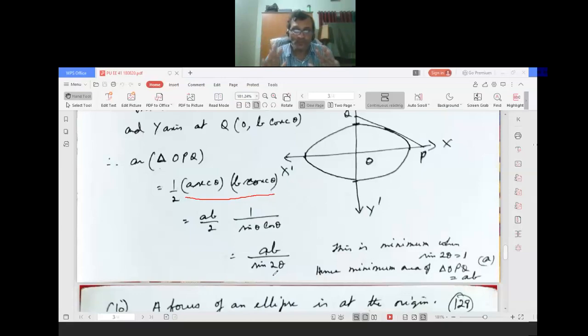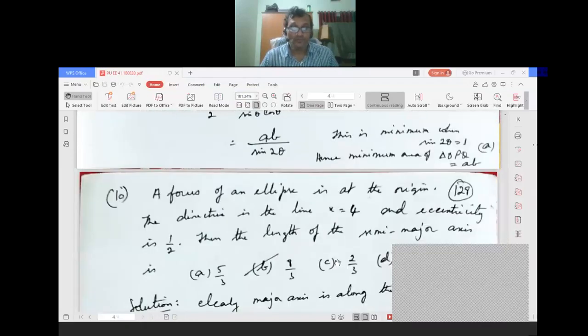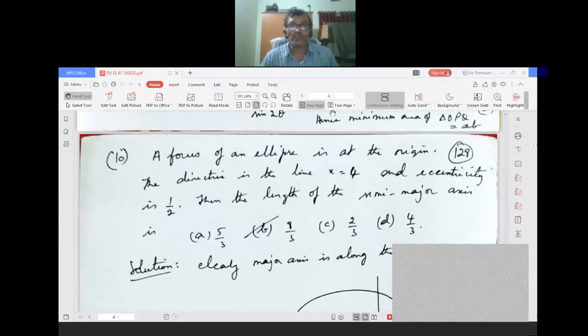Okay. This is clear. Now the main question is the area is minimum. For this value to be minimum, the denominator should be maximum. So the maximum value of sin 2 theta is 1. So this area will be minimum when sin 2 theta is 1. So the minimum area will be equal to AB, and if it is equal to AB, the correct option here is option A.